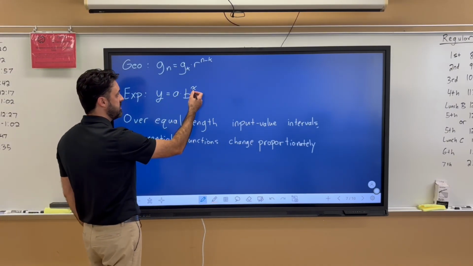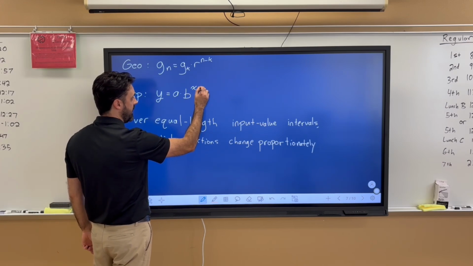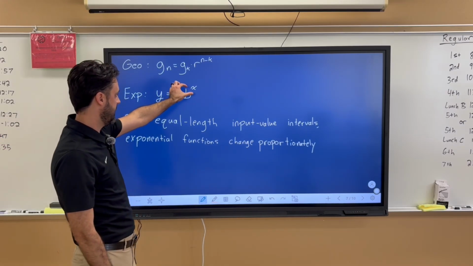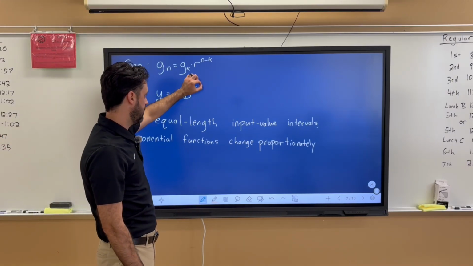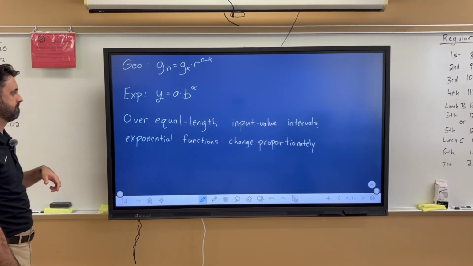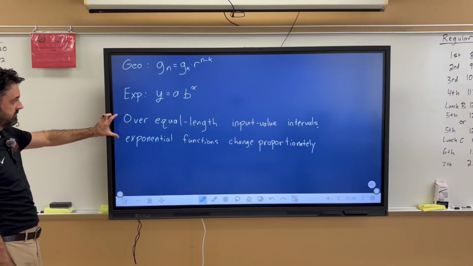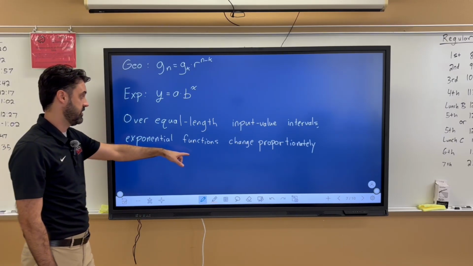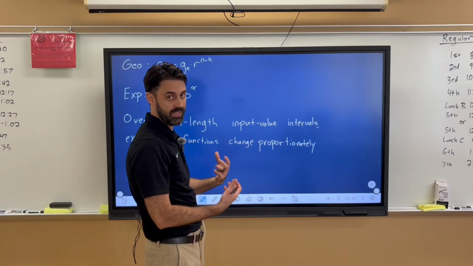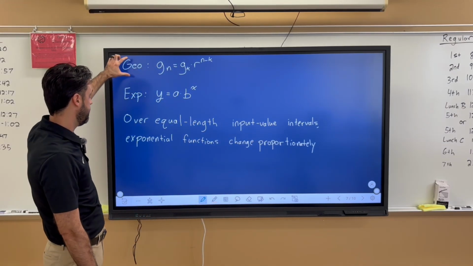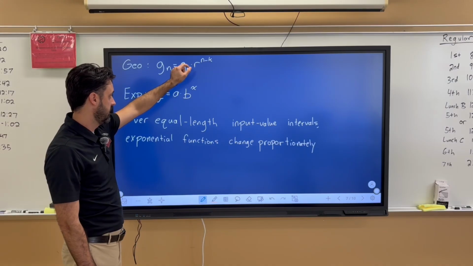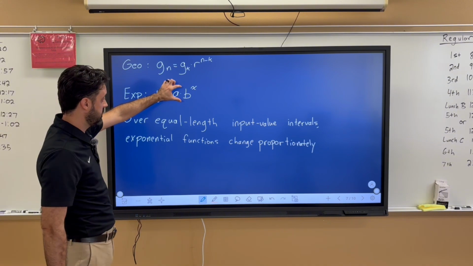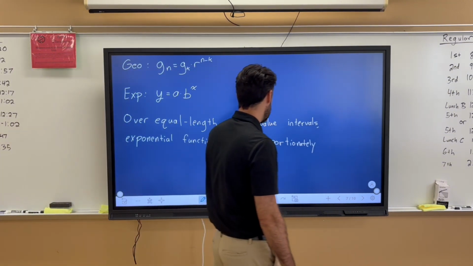But as we do transformations, if we're subtracting a number from x, or adding, that's just going to move the graph left or right. And so we're not going to put that as part of the formula. Now, this part's new, and it says that over equal length input value intervals, exponential functions change proportionately or by multiplication. So just like our geometric functions have that common ratio, exponential functions, we don't call it the common ratio, but they are going to change by multiplication or, again, change proportionately.